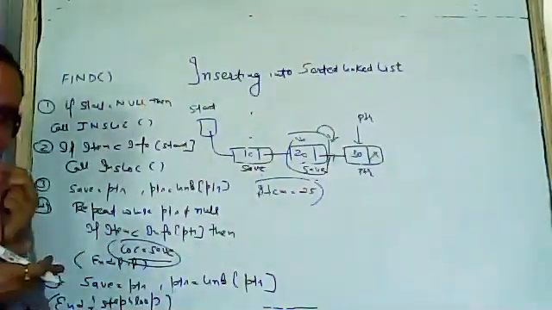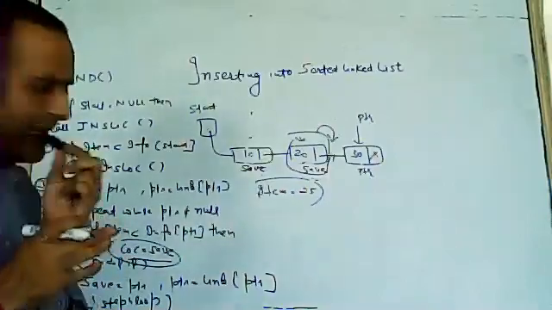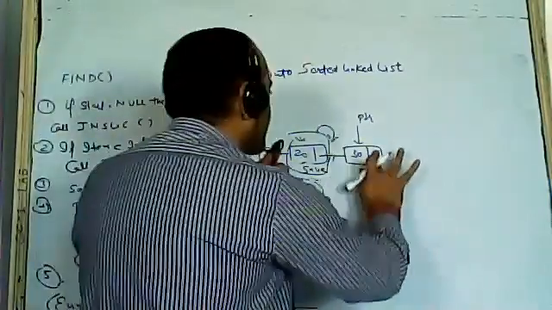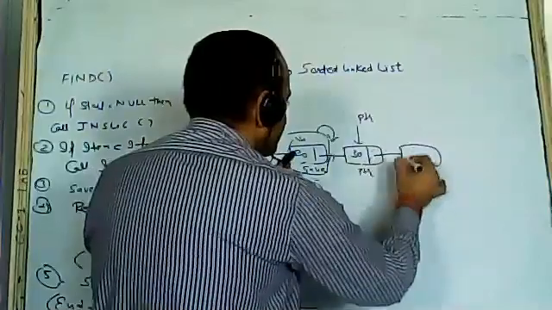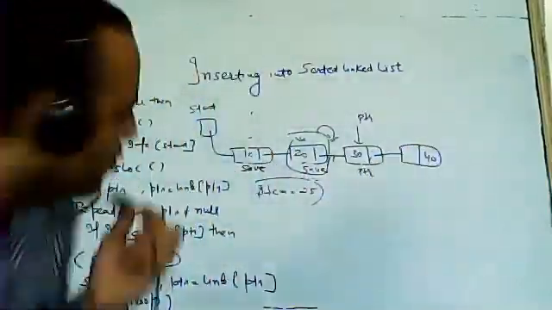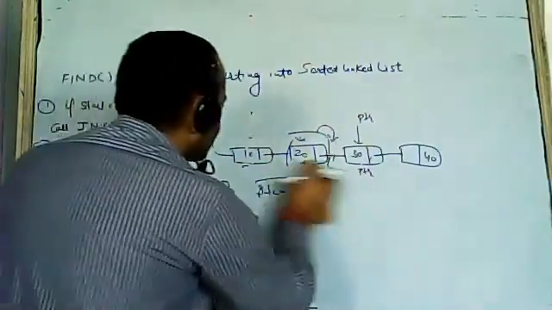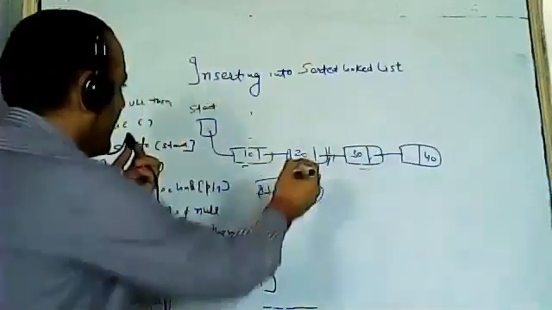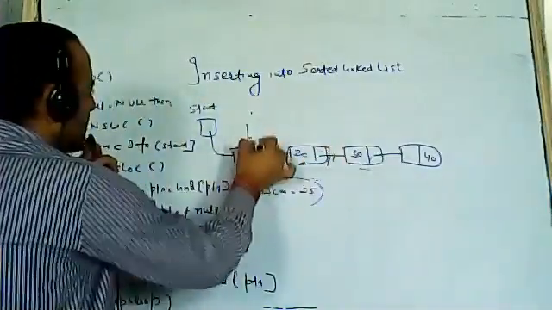Easy? Should I repeat? Suppose I take up one more node, 40. Again do from the start, taking the same example. So pointer was initially at start.